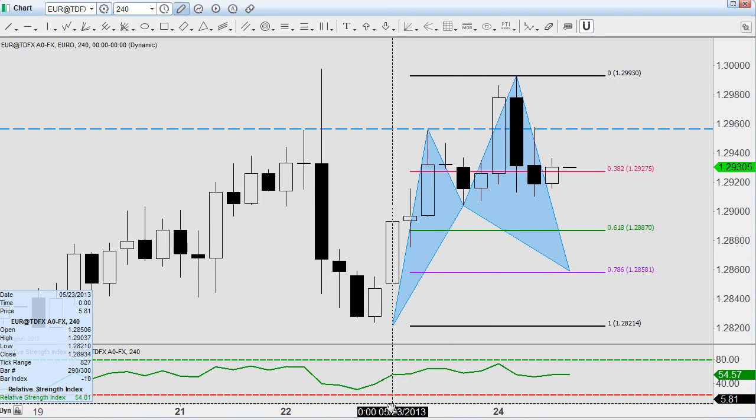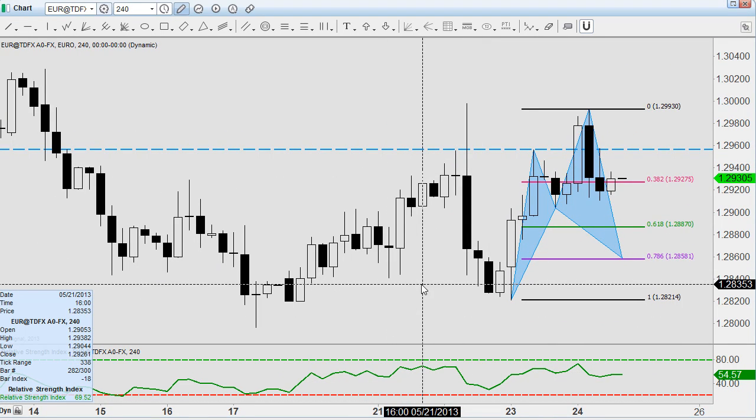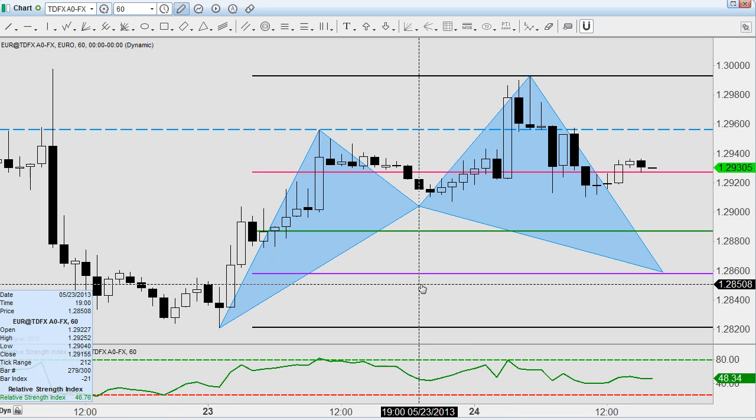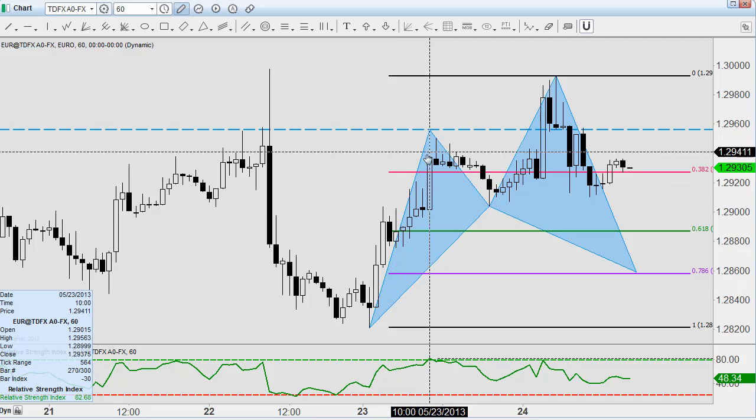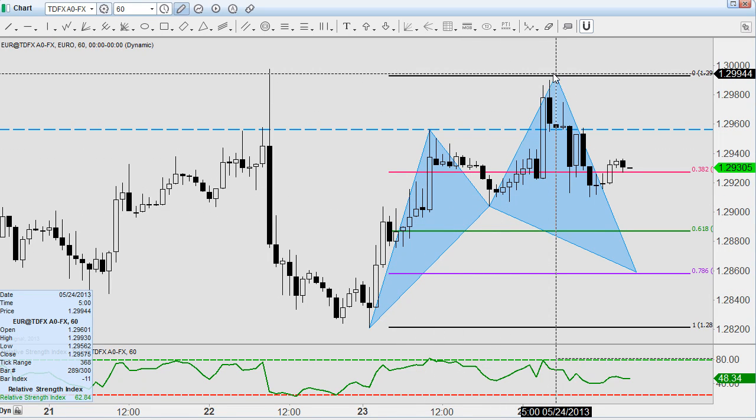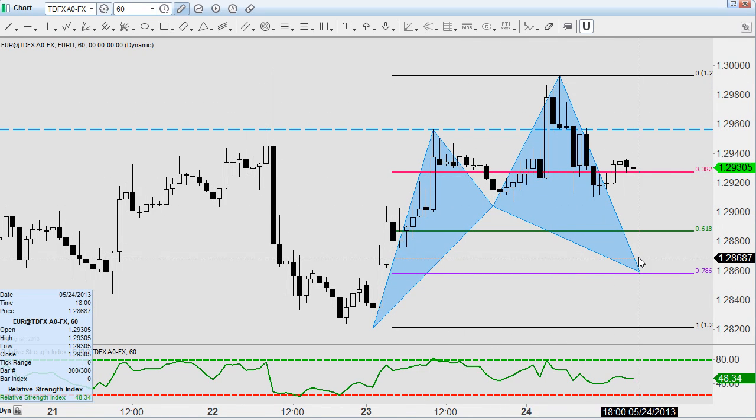Now, this is more difficult to see on the 4-hour chart. Let's drop down to the hourly chart, and this is going to be a lot more apparent to you guys. So here you have it. You have the market coming up. We have a small pullback. We break structure to the upside, and the market immediately reverses.